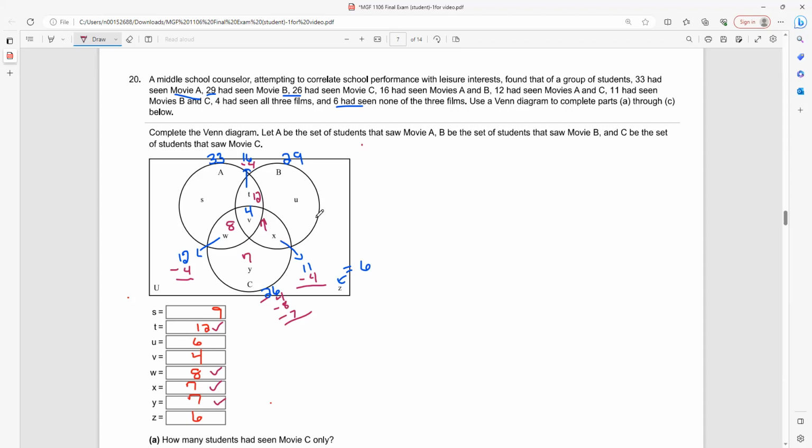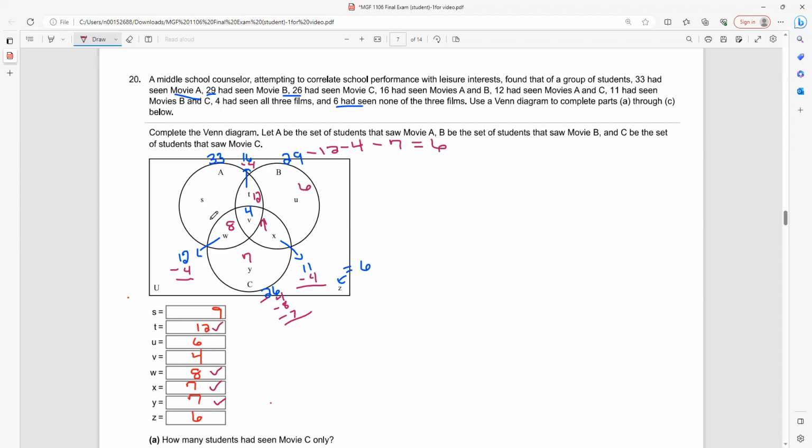Now for movie B only, we know that together the 12, the T, the 4, the X, and the U have to add up to 29 students. We're going to take away the 12 students that saw movies A and B, the 4 students that saw all 4 of the movies, and then the 7 students that saw movies B and C. And that'll give us the students that saw B only, which would be 6.